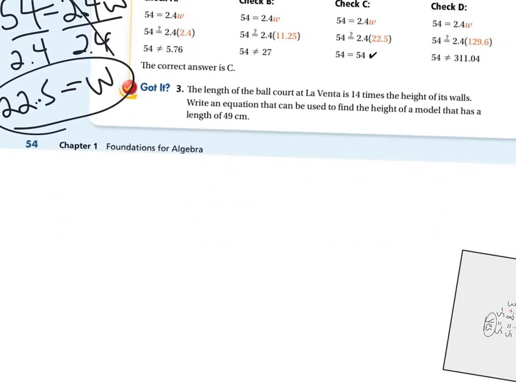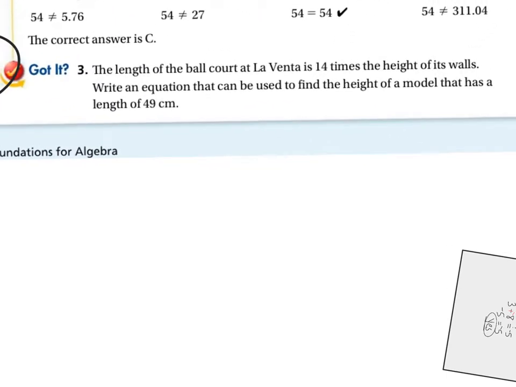So on the got it, the length of the ball court in La Venta is 14 times the height of its walls. Write an equation that can be used to find the height of a model that has a length of 49 centimeters. And watch the wording here. It technically just says write an equation. We were not asked actually to solve this thing.